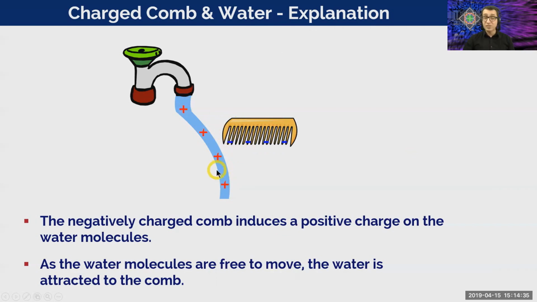The water molecules themselves adhere to each other via a strong type of intermolecular bond called hydrogen bonds, and therefore, as the water molecules on this side of the stream are pulled towards the negatively charged comb, the other water molecules will follow them.